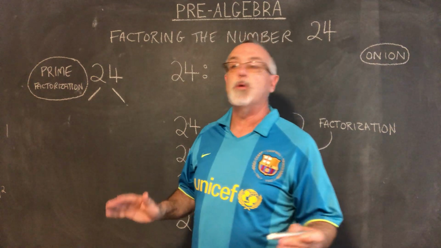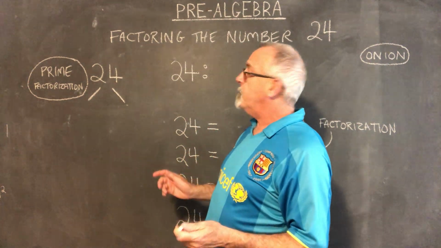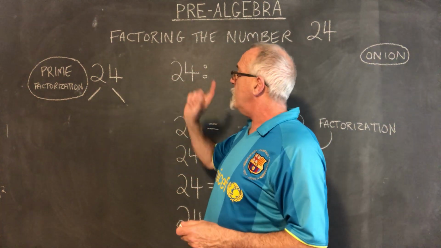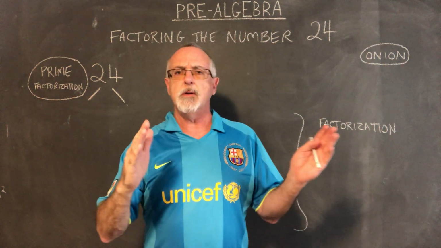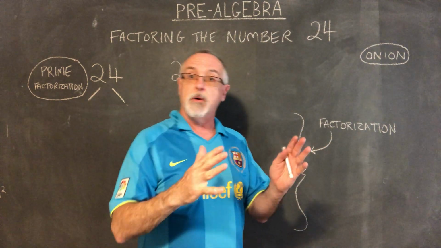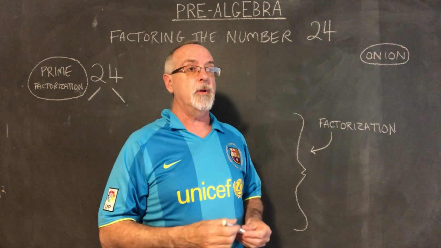One of the things that we're reviewing is factoring. And we're going to factor one of my favorite numbers to factor, which is 24. Because 24 is one of the smallest numbers that actually has quite a few factors. It makes it a good example.